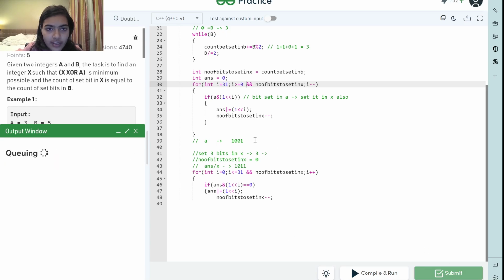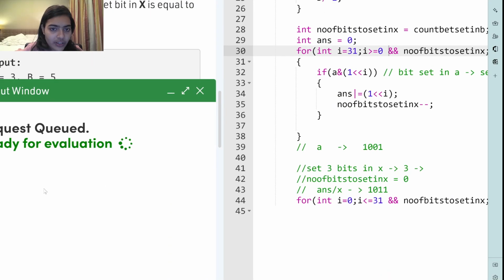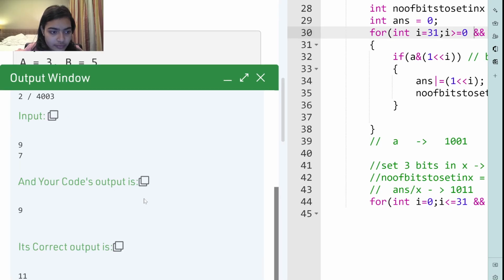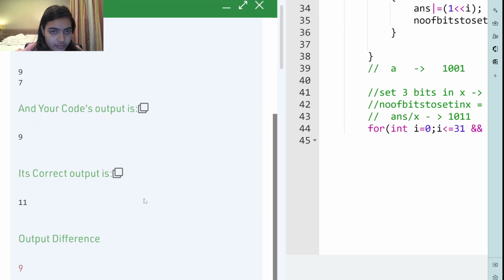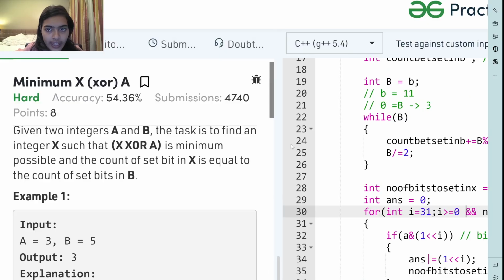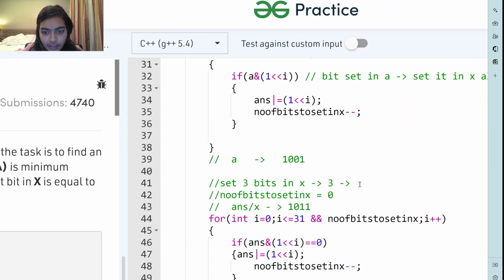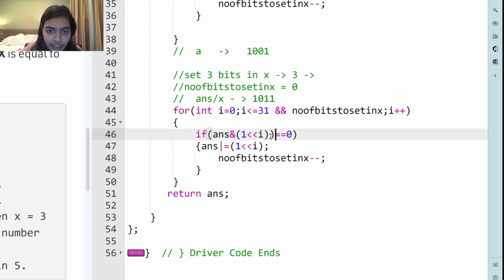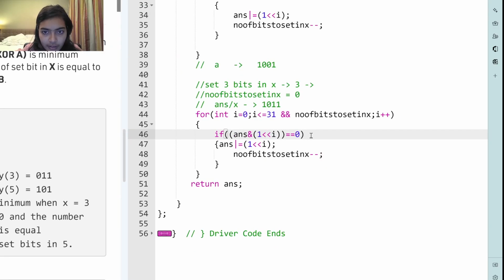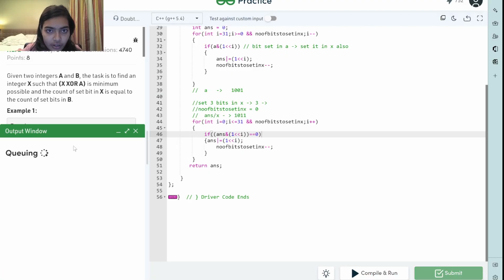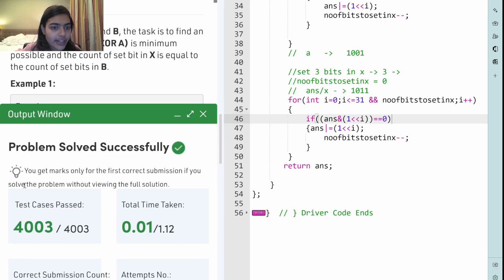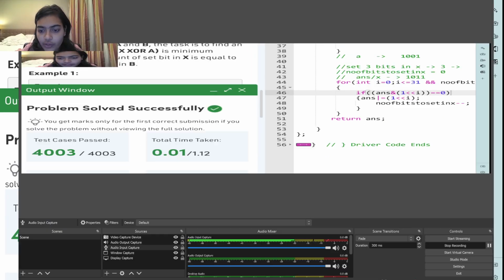It's fine. Let's submit and see if this is working for all the given test cases. So there is some error. Let us see what the error is. Okay, one second, I have to make this a little bit proper. This should be fine now. Let me run and see if it is fine. Yeah, it's fine now. Thank you for being patient.